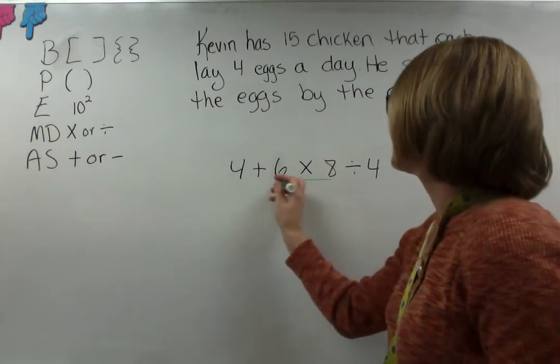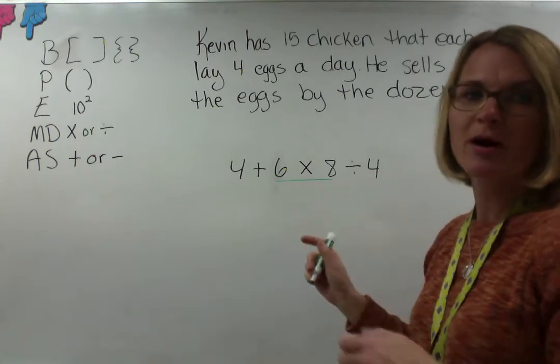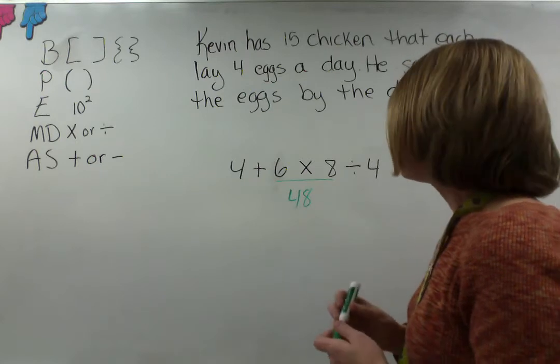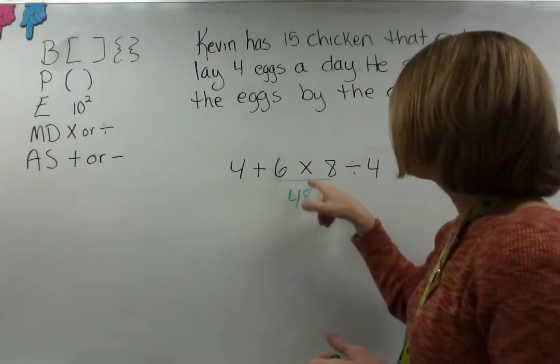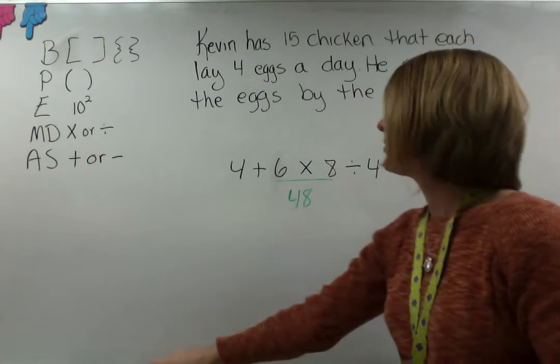So if we're looking here, we're going to start with multiplication or division, and the first thing I come to is a multiplication problem. I'm going to underline that to show that that's the part of the problem I'm doing first. So 6 times 8 is 48. Now I'm going to put that 48 right underneath here so that I know that I solved that part of the problem.